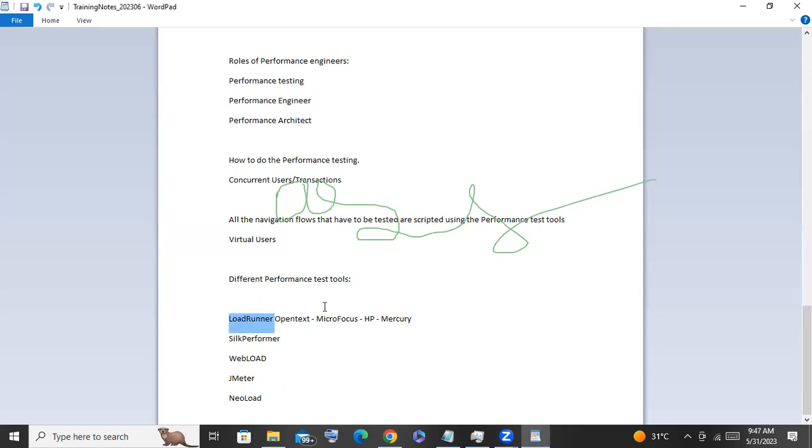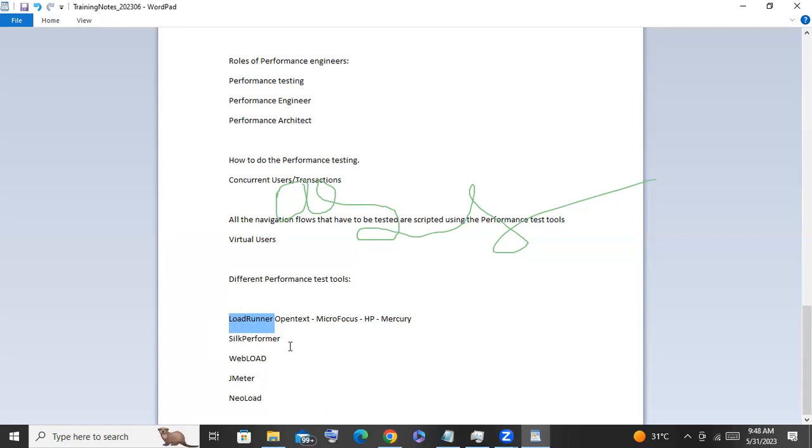LoadRunner is not just one of the tools. It is the top commercial performance test tool out there in the market. There are a lot of other tools like Silk Performer, Webload, NeoLoad, and all those things. I'm sorry, but it is the top commercial performance test tool in the market. What do I mean by that? Most of the companies are using LoadRunner. Exactly. Most of the companies are actually using LoadRunner.